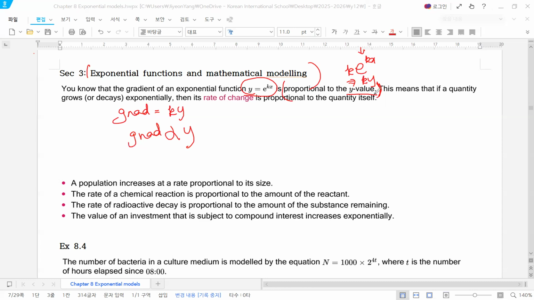I understand the gradient is proportional to y because y equals e to the power of kx. Yes. But I don't understand how you find ky. Look, watch this. Because e to the power of kx is y. This one is y, right? That's why ky.